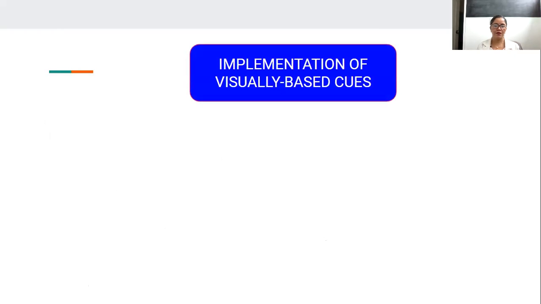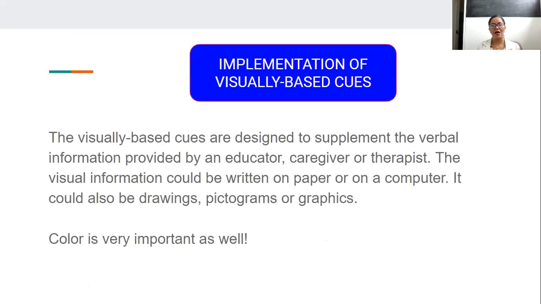And finally, the last principle is the implementation of visually based cues. Again, vital, because most of them are visual learners. So that visual information could be written on paper or on a computer. It could also be drawings, pictograms, graphics, for example, graphic organizers if you are at secondary school, or even with the youngest ones, you can use them. And color is very important.